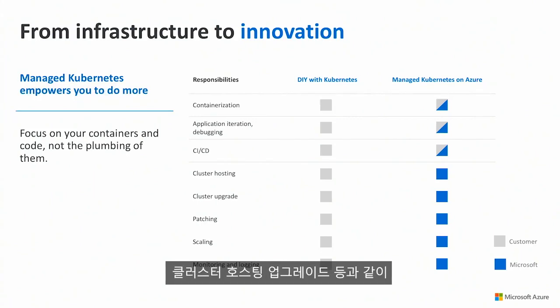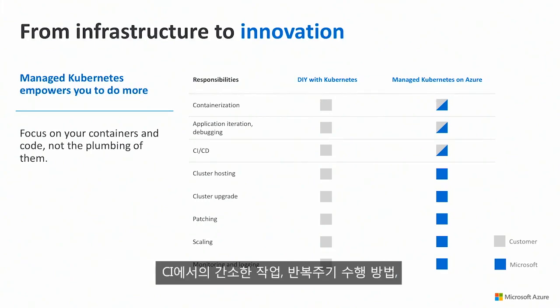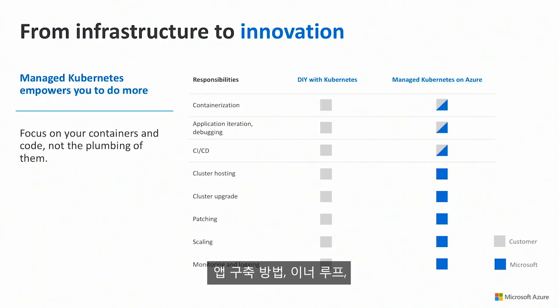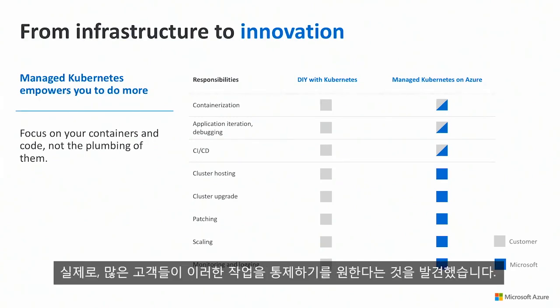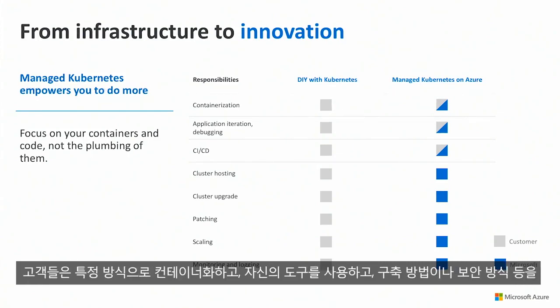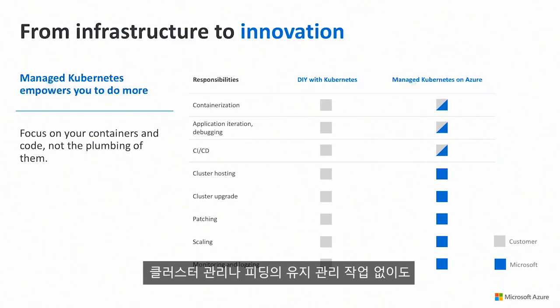So we've taken over cluster hosting, upgrade, all the unglamorous tasks around operating this distributed system. And we've left you with a little bit of work to do on CI, how you want to perform the iteration cycle for how you build apps, what we refer to at Microsoft as the inner loop, as well as how you containerize your workloads. What we find in practice is that a lot of customers want control over these elements. They want to containerize in certain ways. They want to use their own tooling, be it for how to build or how to use security. And so you get the flexibility there and the ability to use Kubernetes APIs without the work involved in maintaining the cluster, the care and feeding for that cluster.